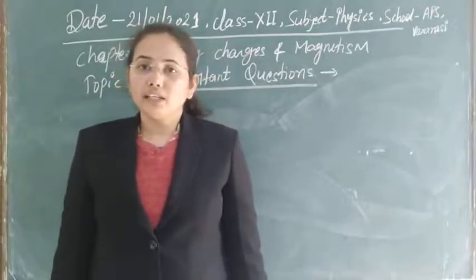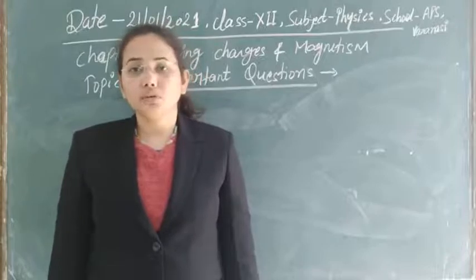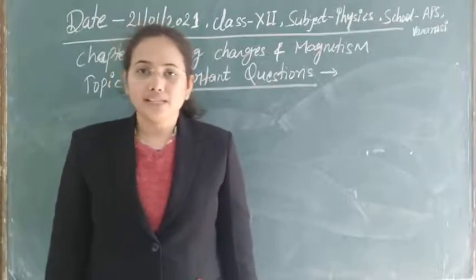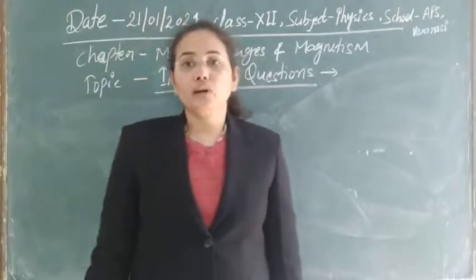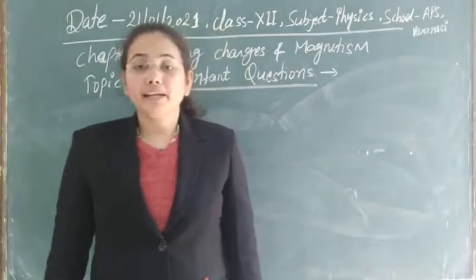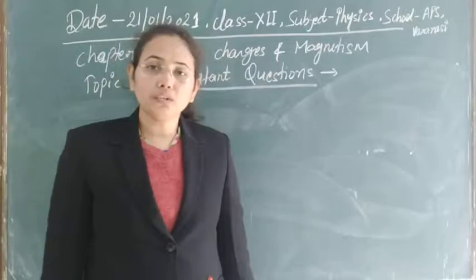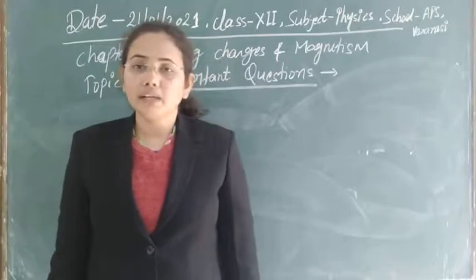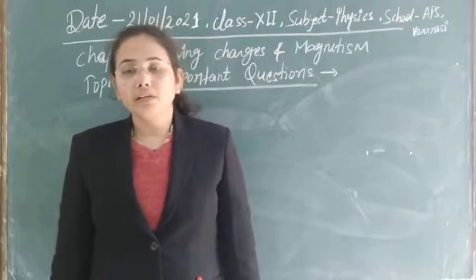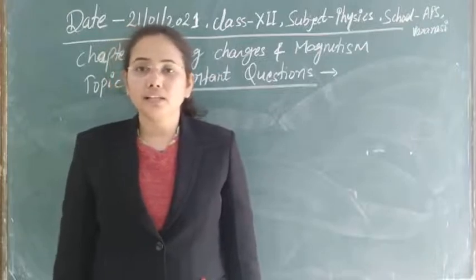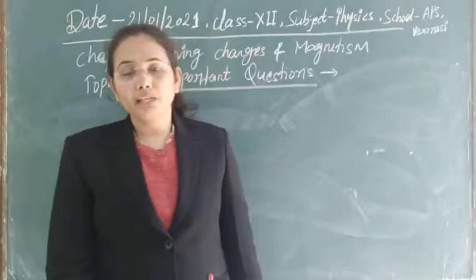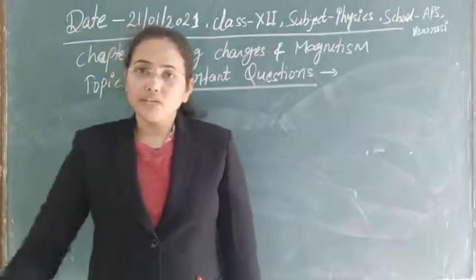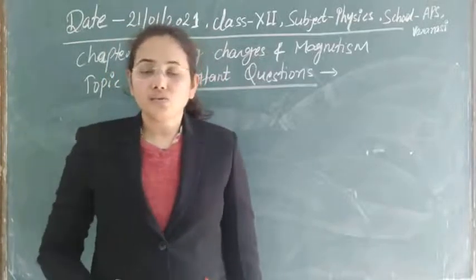The value of that torque is given by tau is equal to MB sin theta, or you can say M cross B. Here both are vector quantities, and M is the magnetic moment. The magnetic moment is given by NIA, where N is the number of turns, I is the current flowing in the conductor, and A is the cross-sectional area. So let's see a numerical problem based on this.